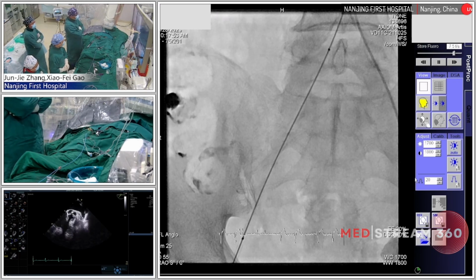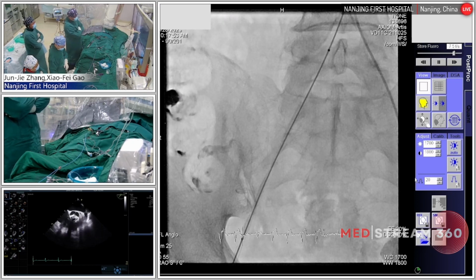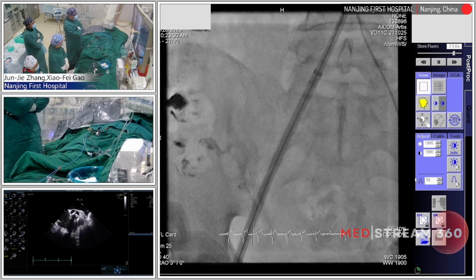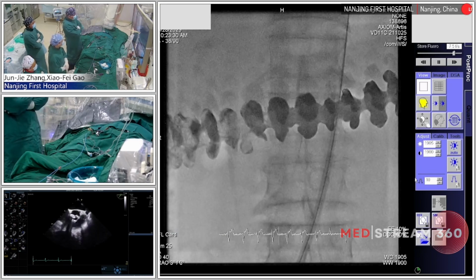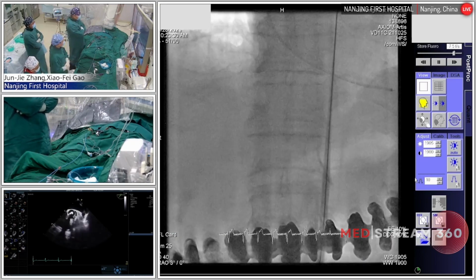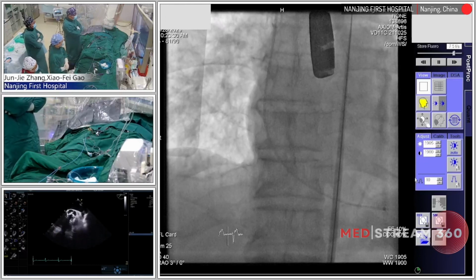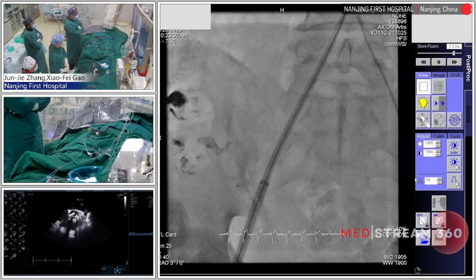Then next, after successful balloon angioplasty for the right iliac artery, we successfully inserted the 14 French E-sheath. You can see there is no resistance.